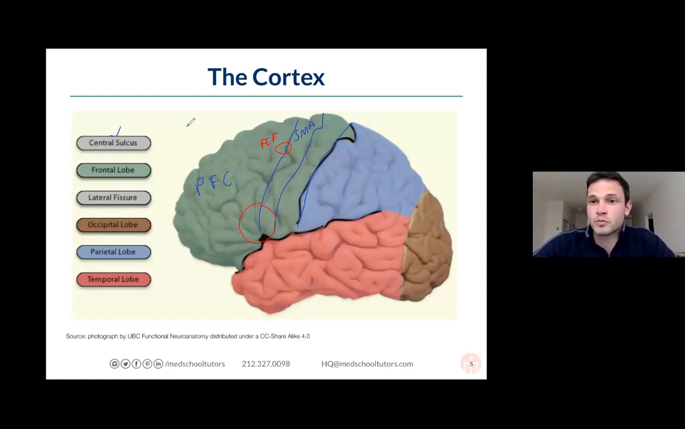I've yet to find them important for students to know for Step 1 or Step 2. I think you can be a little more relaxed about the different areas within the frontal lobe. I sort of circled and read the ones that I would really want you to hone in on.